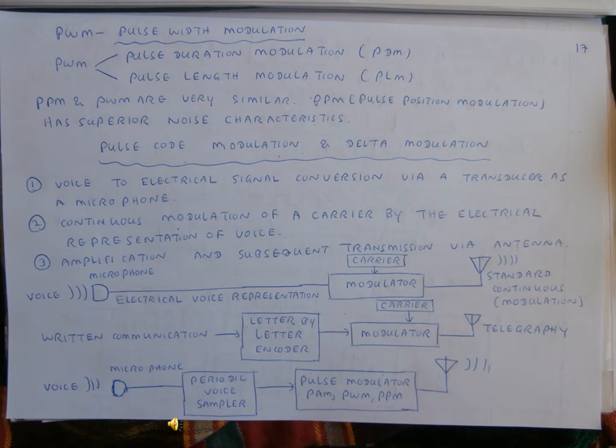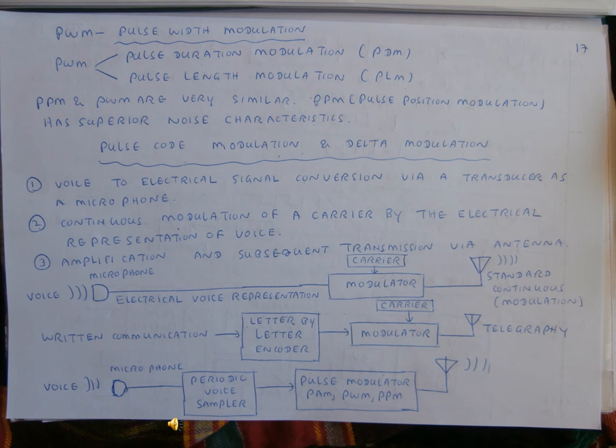The next one will be the PWM or the pulse width modulation. The PWM method can be classified into two categories: pulse duration modulation (PDM) and the pulse length modulation (PLM). So both pulse position modulation and the pulse width modulation are very similar. PPM, the pulse position modulation, has a superior noise characteristic. So that we also see as a pulse code modulation and a data modulation system.